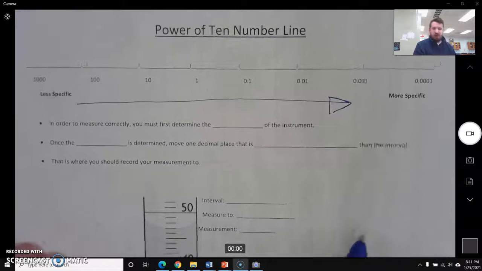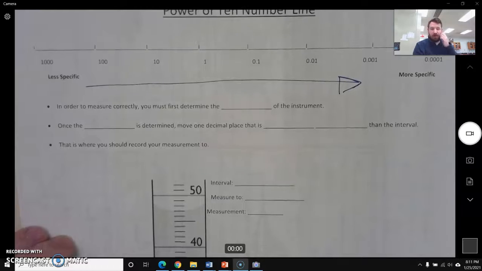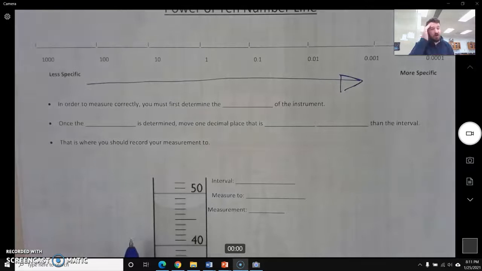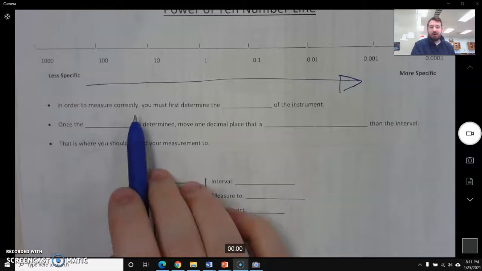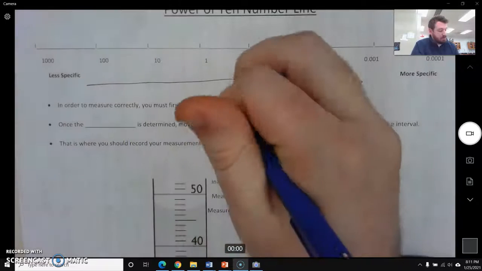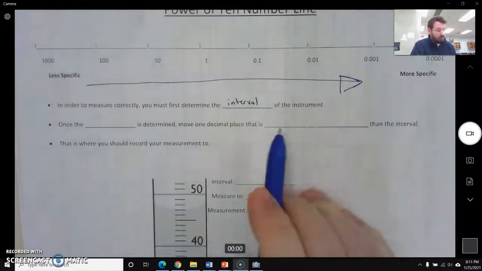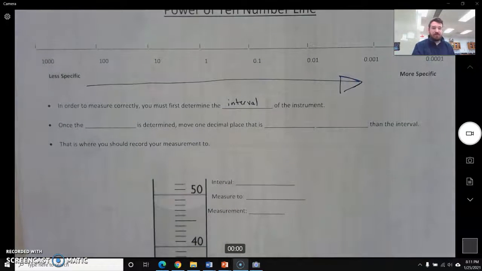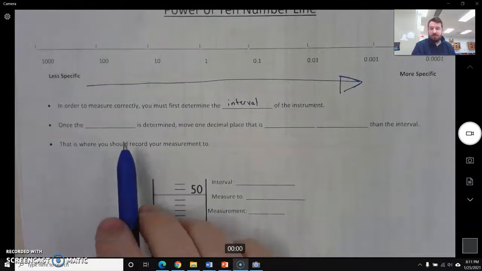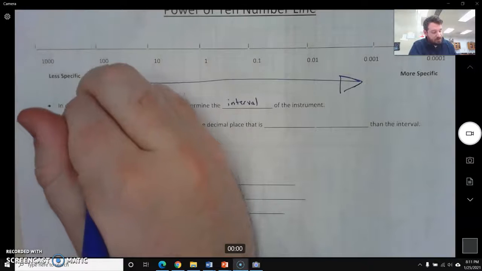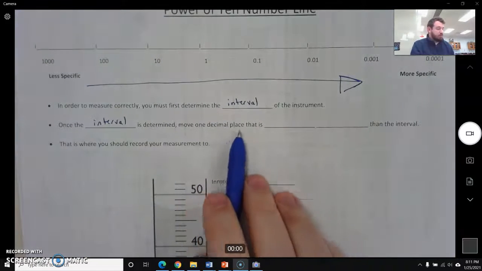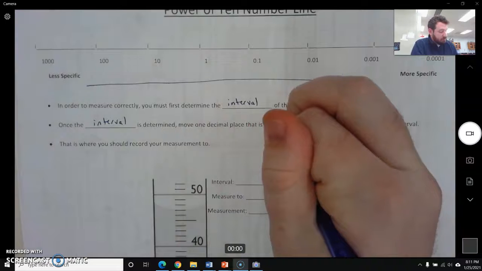All right, so just to wrap things up here, and then to introduce something that we call a meniscus. In order to measure correctly, you must first determine the interval of an instrument. That's the first thing you should always do, figure out what your interval is. Once that interval is determined, move one decimal place that is more specific.